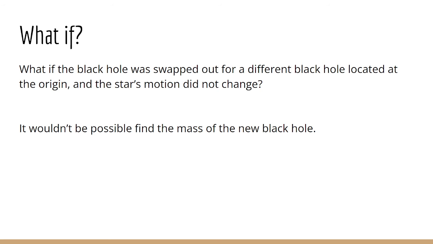What if the black hole was swapped out for a different black hole located at the origin and the star's motion did not change? The star's motion determines the mass of the black hole, so if the star's motion didn't change, then it wouldn't be possible to find a new mass of the black hole. And that's the end of the lab.